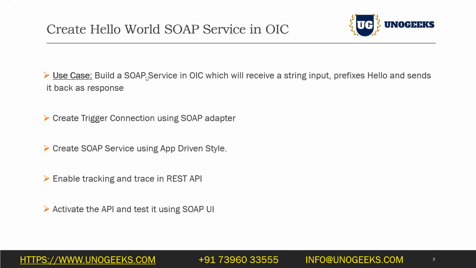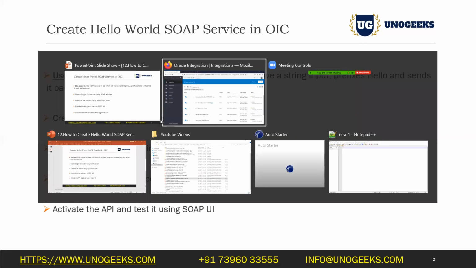So for this SOAP service, I would need one trigger connection to trigger the integration that we're going to build. And let's create the trigger connection using a SOAP adapter, because I want to expose this service as a SOAP service in OIC. Whether the service gets exposed as a SOAP service or as a REST service depends on the trigger connection. If you use the SOAP adapter in the trigger connection, once you activate the integration, it gets exposed as a SOAP service. If you use the REST adapter in the trigger connection, the integration gets exposed as a REST API, as you have seen in a previous session. So let's go ahead and create a trigger connection first.